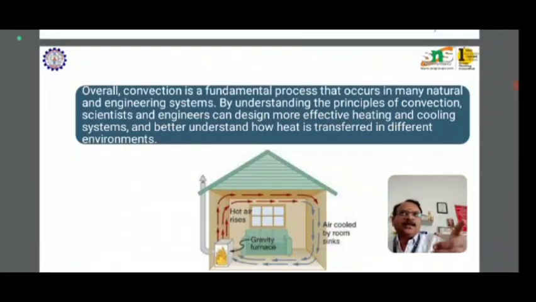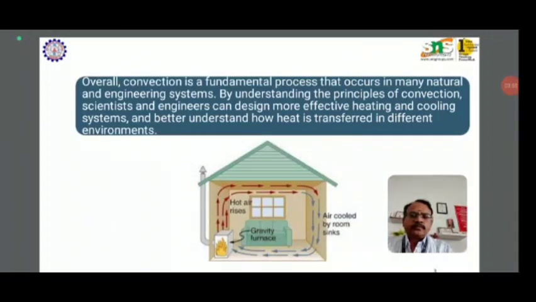So this is a natural way of circulation of water inside the pot, so that the entire water inside the pot gets uniformly heated up. So this mechanism is called natural convection. Here the temperature difference, which is created by the density difference, causes the flow of water inside the pot, and this is natural convection.